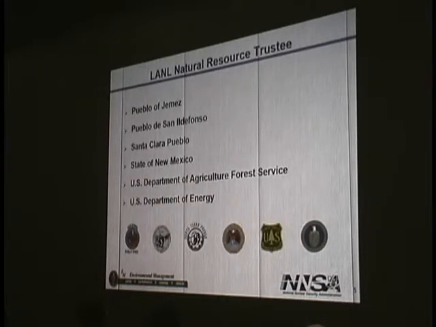So who is on our board is the following trustees: the Pueblo of Jemez, the Pueblo of San Ildefonso, the Santa Clara Pueblo, the state of New Mexico, the U.S. Department of Agriculture acting through the Forest Service, and of course ourselves. And we all have designees. We are all trustees for the resources that we are in charge of.